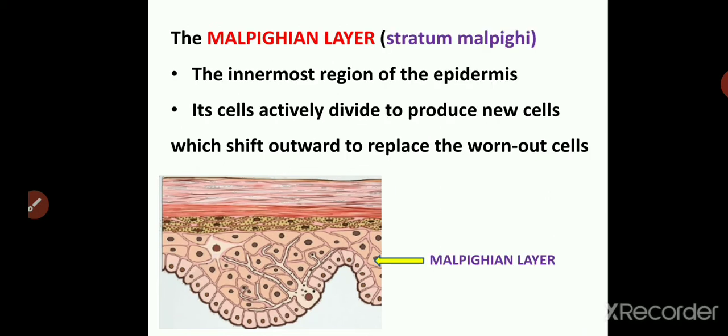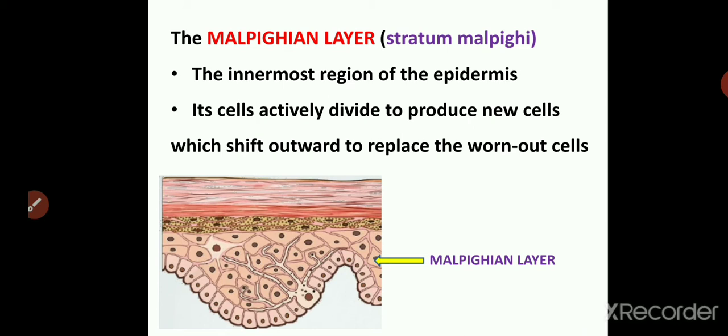Then the inner layer, which is called the malpighian layer. So this innermost layer of the epidermis has cells which are actively dividing, and the process by which they divide is termed mitosis. So the cells of this layer divide very actively by a process termed mitosis.